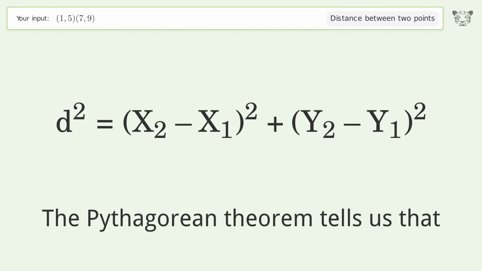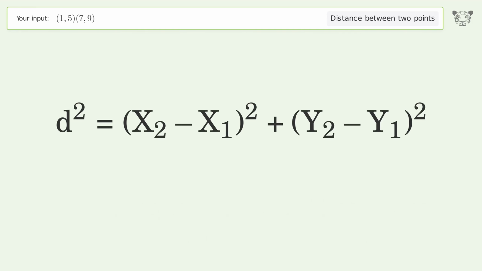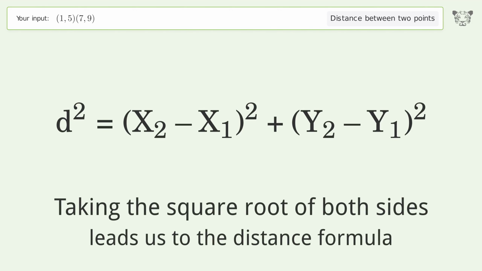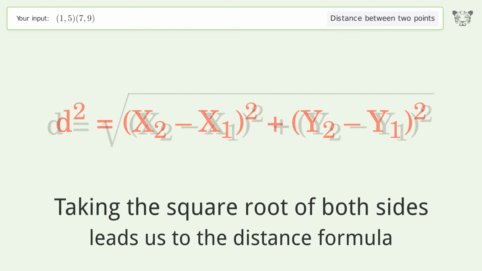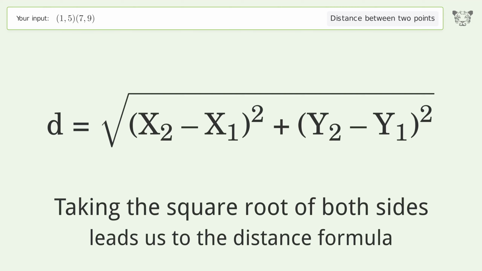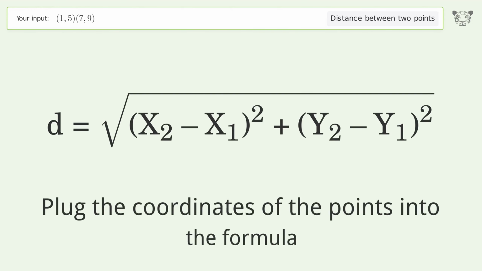The Pythagorean theorem tells us that taking the square root of both sides leads us to the distance formula. Plug the coordinates of the points into the formula.